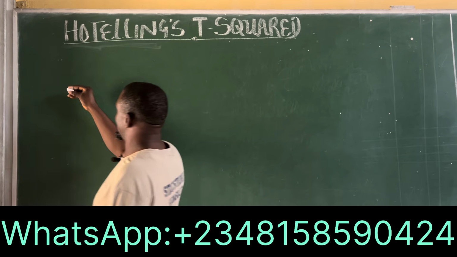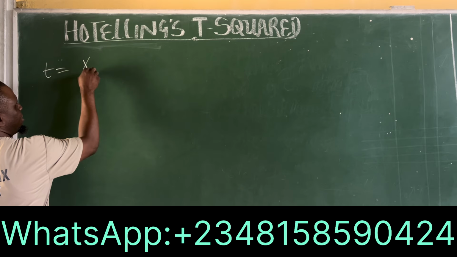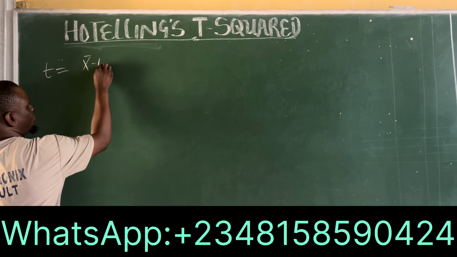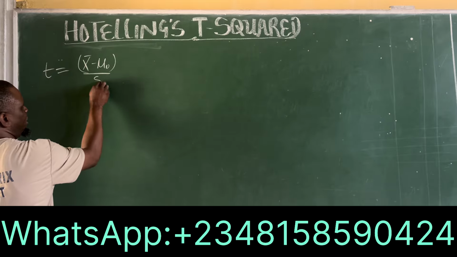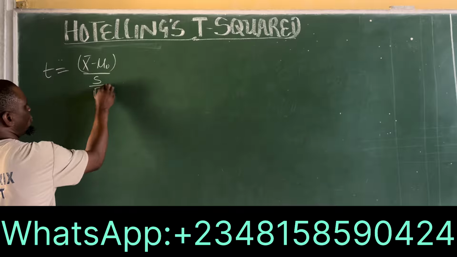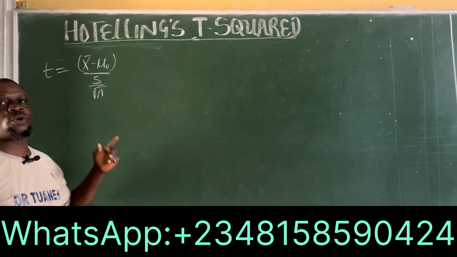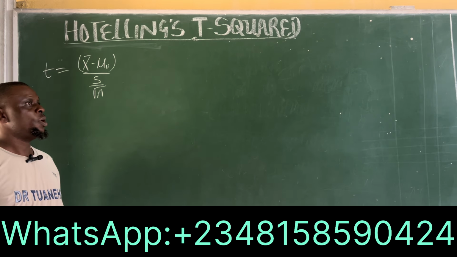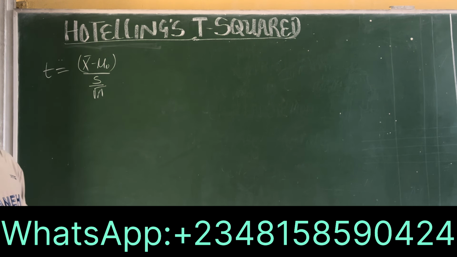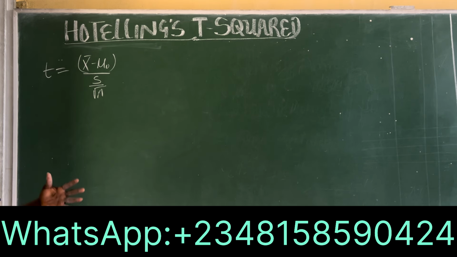Now, the Hotelling's T-square is a multivariate version of our T statistic. You know that T is given as X bar minus mu naught, all over S over root N. That's the T statistic, and we use this when we want to compare two variables. Now, for our Hotelling's T squared, we are comparing multivariate variables. Let's see how we get the test statistic we use for the Hotelling's T squared.